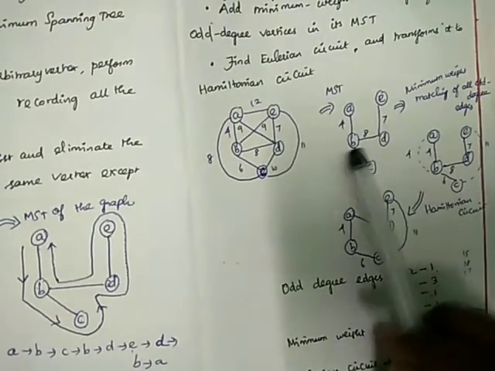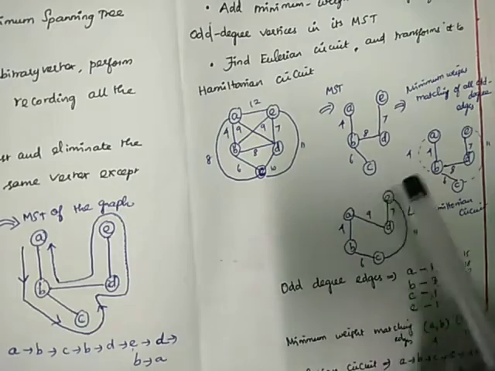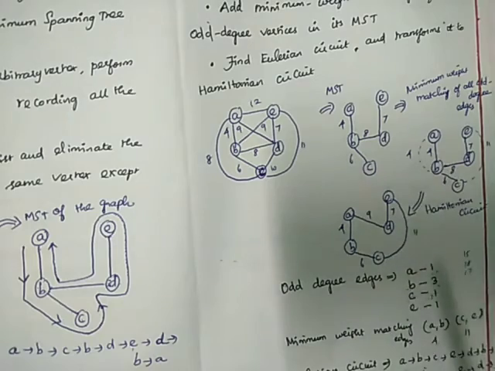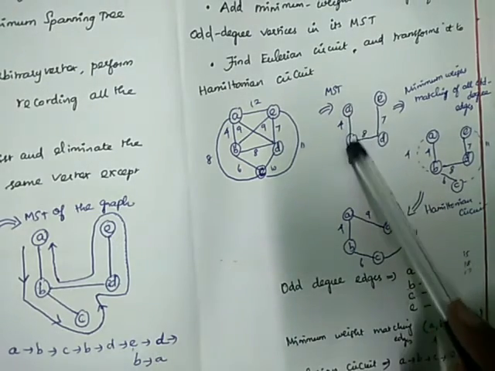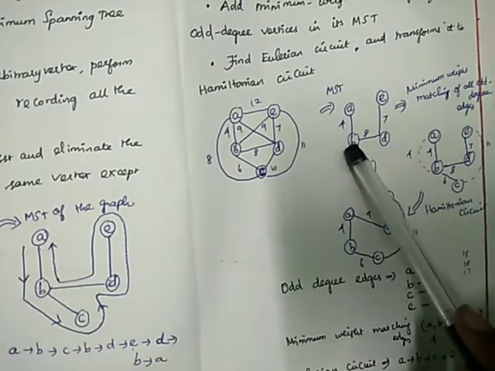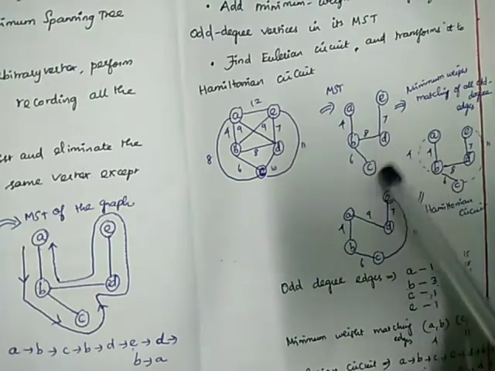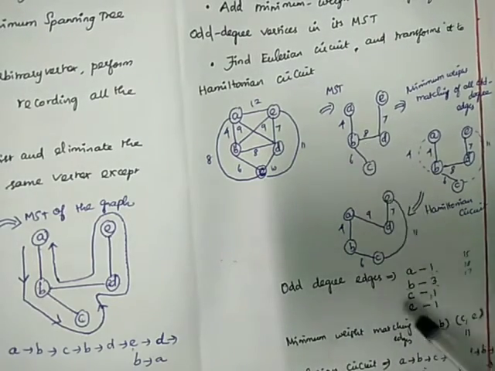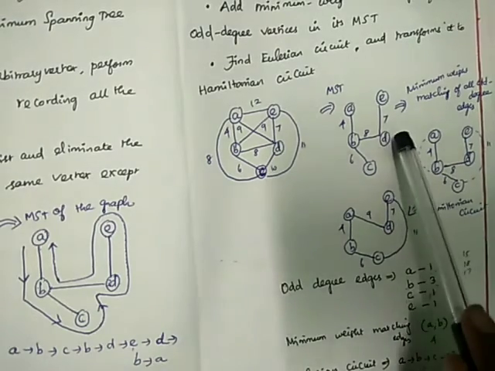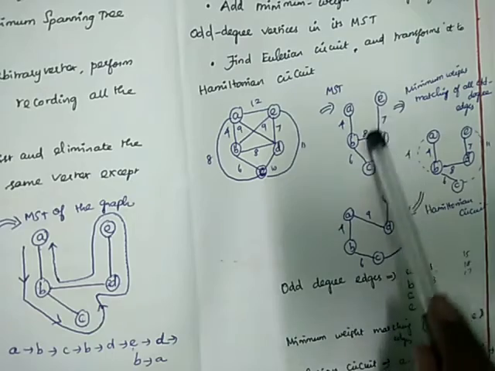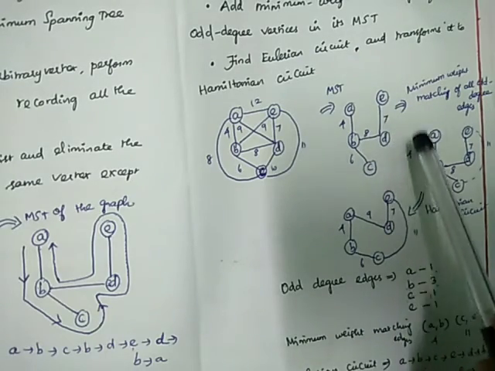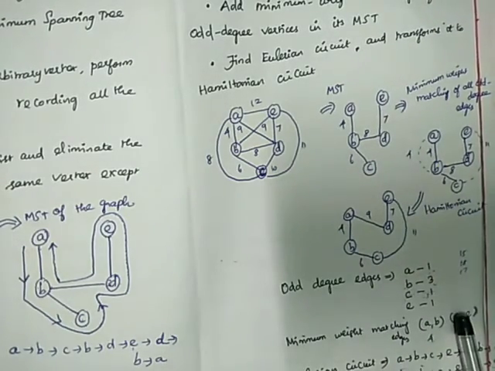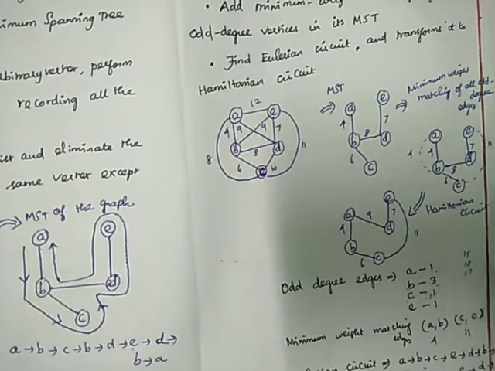First, this is the MST of this weighted graph. In this MST, we have to find which nodes have odd degree. A has only one edge, so A is an odd degree node. B is connected to A, D, C, so B is an odd degree node with 3 degrees, and C is connected with only B, so C is also an odd degree node. Then D is connected with B and E, so totally 2 degrees are there, so D could not be considered. And E is connected with D, so it is also considered an odd degree node.